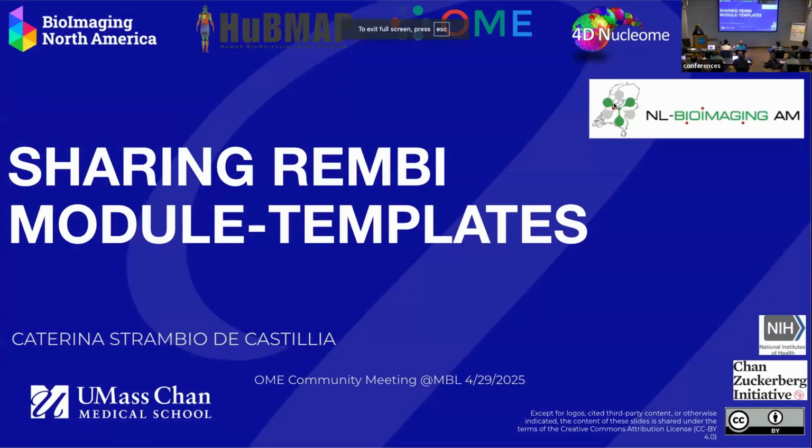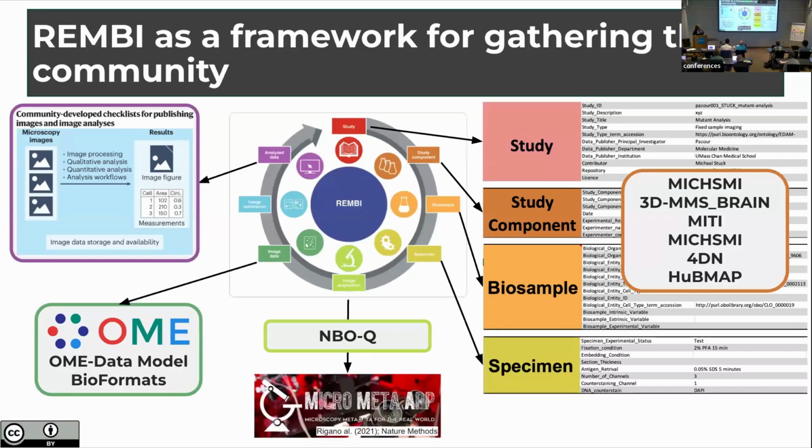All right, so this is a pitch to use REMBI as a way of creating a bottom-up standard for image data. The idea is that REMBI can also be used as a way of gathering the community around what the different aspects of metadata are that we need to collect. So different communities can take part and develop different parts of this, and then we can exchange what other people are doing.